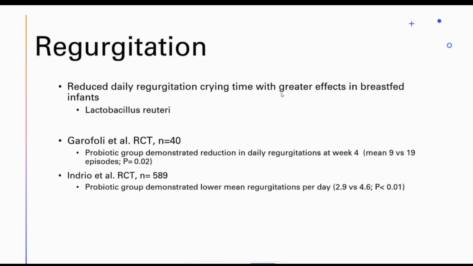When it comes to regurgitation, I think this was one of our level C evidence. The evidence is not as good, but I included it in there because I was trying to cover a lot of GI primary care overlay.